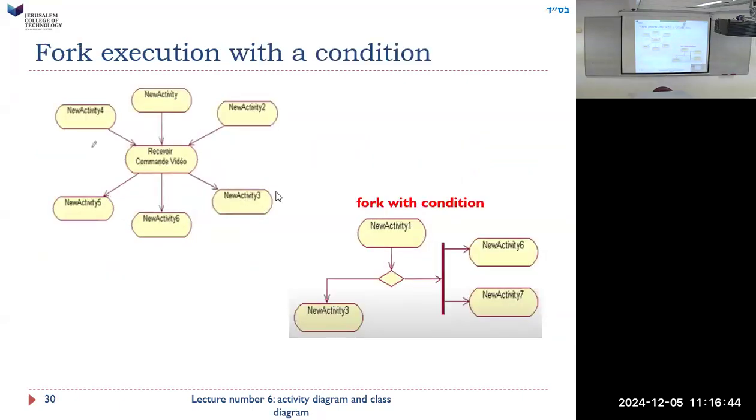Fork execution with a condition. What if I want, so what does this say? New activity, if the number is positive, then do these two things. If the number is negative, then do this thing. You see that it doesn't matter horizontal or vertical.